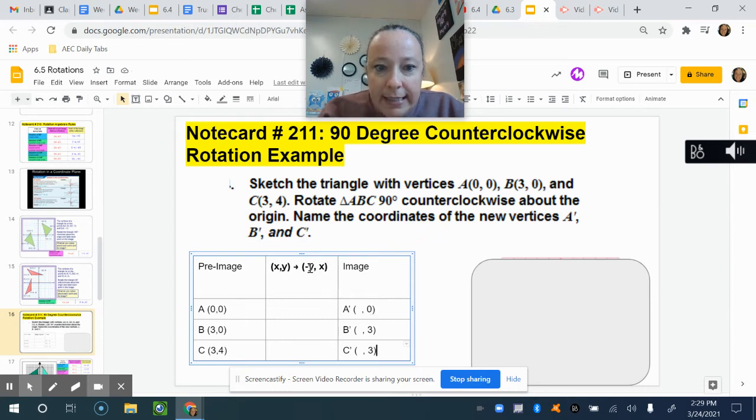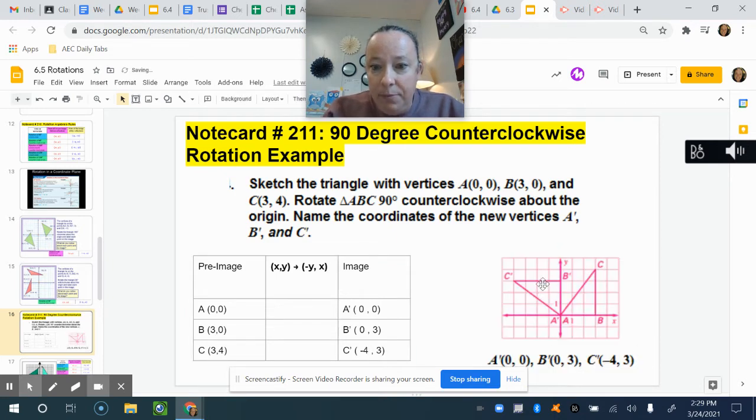Now, my y's go in the x spot, but they change signs. Now, this y is 0, and changing the sign of 0 doesn't do anything. So that just is going to be 0, 0. Same thing here. That's going to be 0, 3. But then right here is going to be -4, 3.